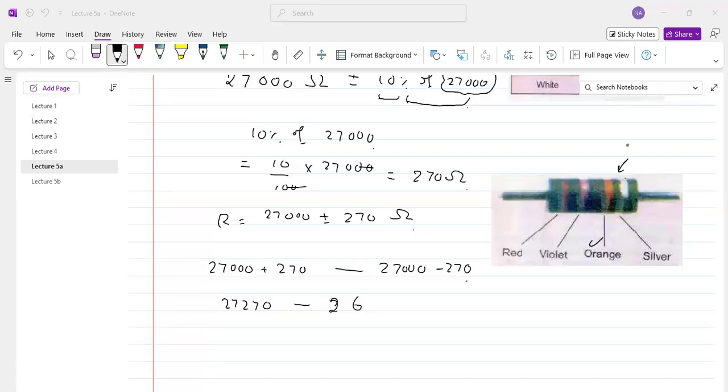There was some net problem. So here we will subtract from 7,000 to 270. It will be 6,730.